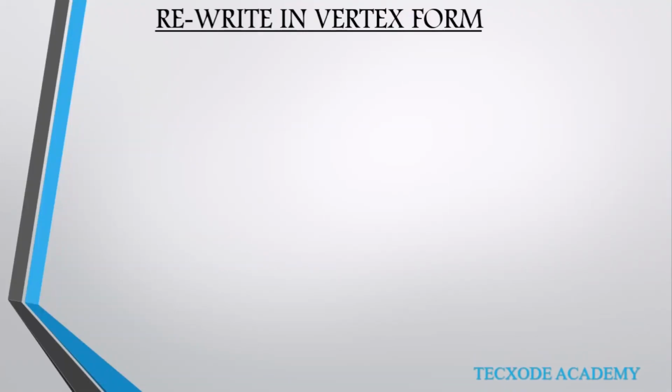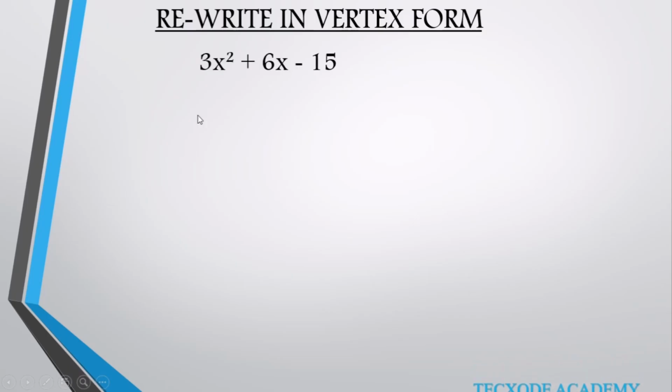So welcome back, and we're going to be writing a slightly different kind of expression in vertex form, and this is an example. What you'd see is that the coefficient of the first term, x squared, is not 1 like we've done in the previous video. So the coefficient in this case is more than 1, 3 in this case to be precise.